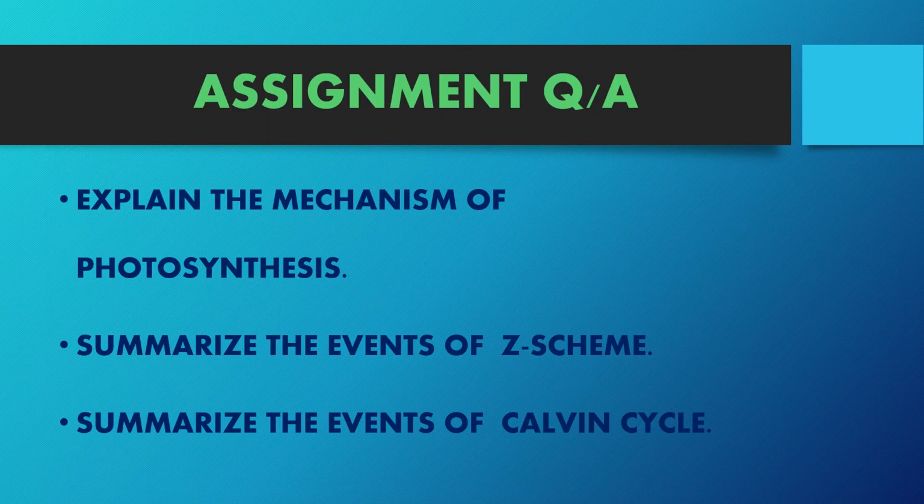Now coming to the assignment question answers. Explain the mechanism of photosynthesis. Summarize the events of Z scheme. Summarize the events of Calvin cycle.